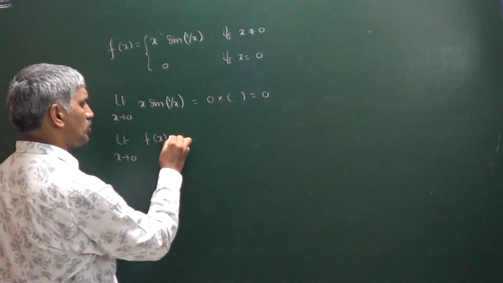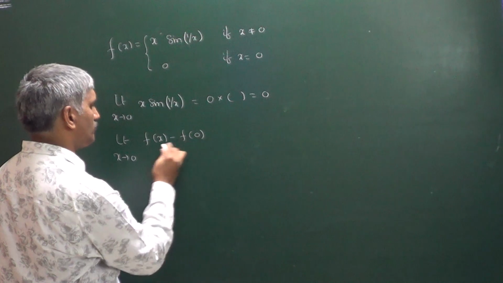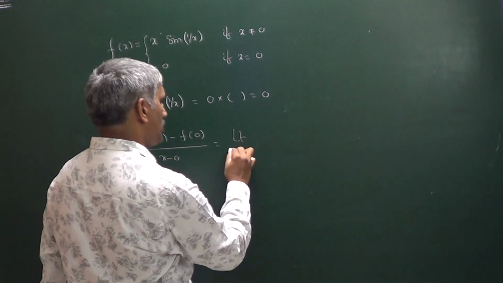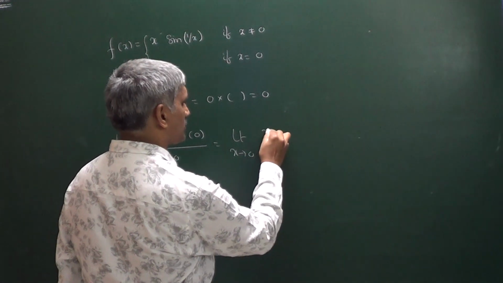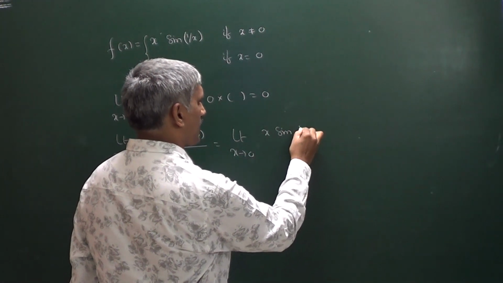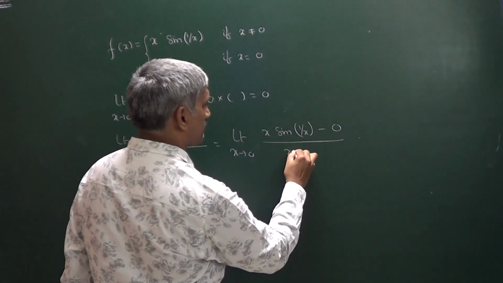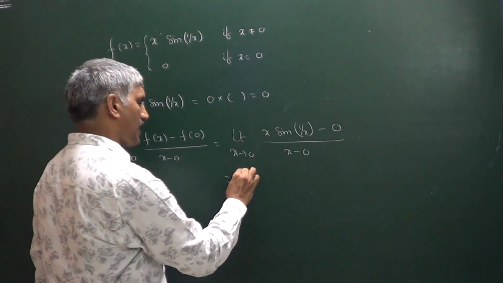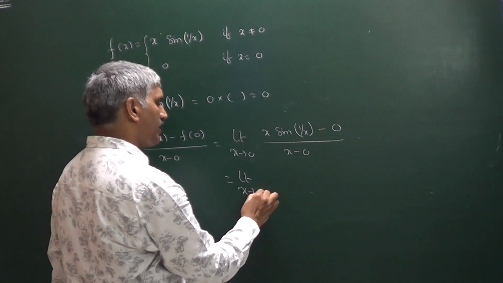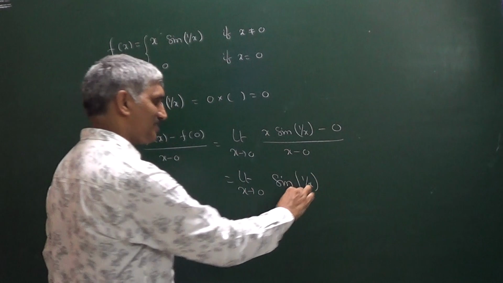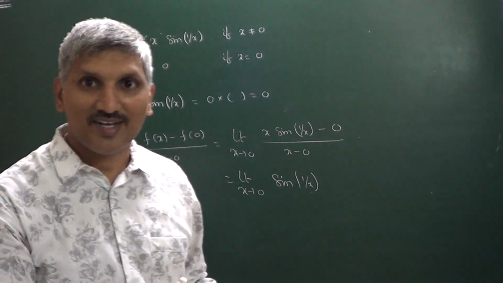Limit x tends to 0, f of x minus f of 0 divided by x minus 0, that is equal to limit x tends to 0, f of x is equal to x into sin 1 by x, minus 0, divided by x minus 0. Now x cancels, we are getting limit x tends to 0, sin 1 by x. Now what happens? This value does not exist.